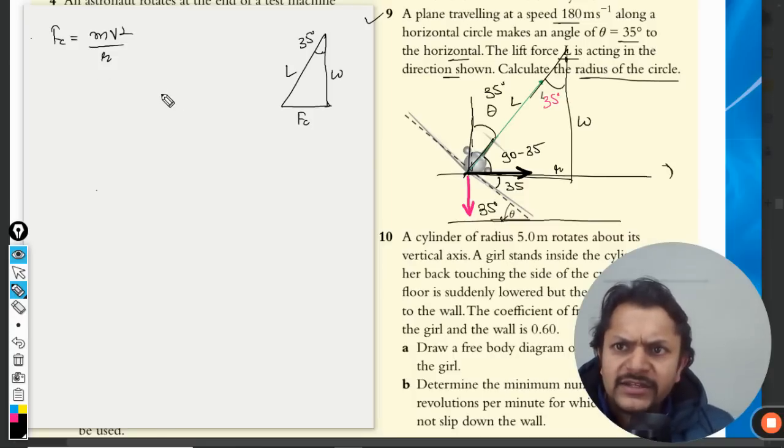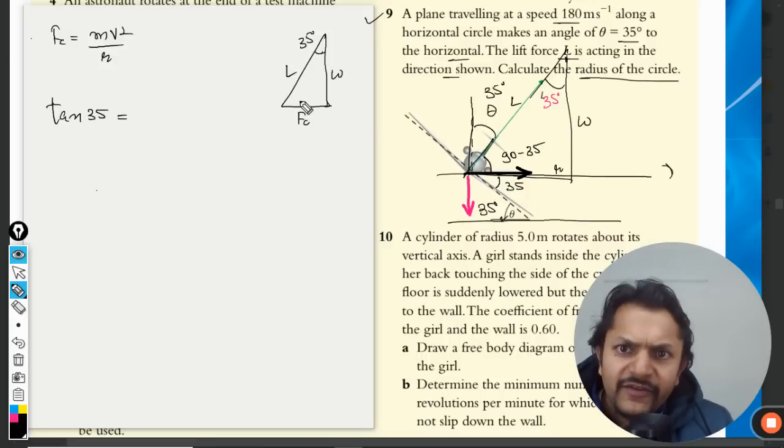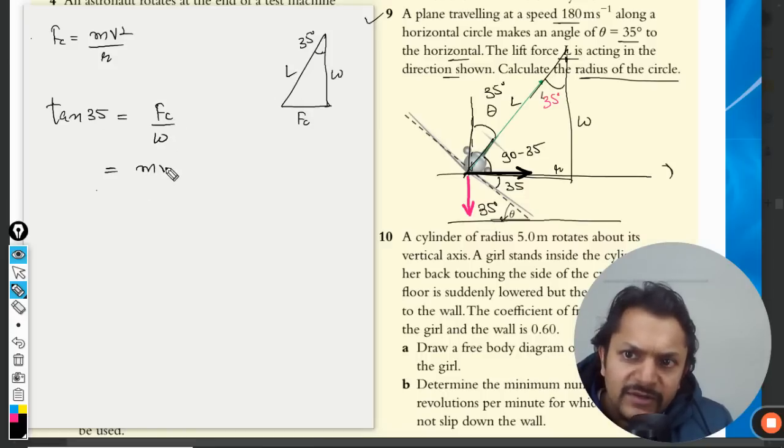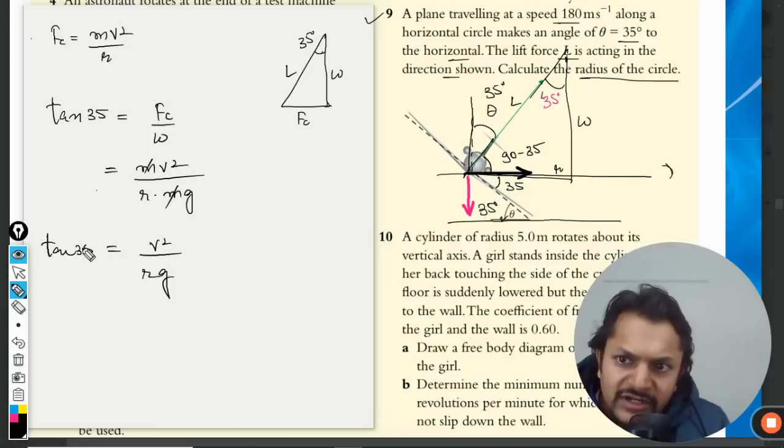The weight, this. So tan theta, let us go for tangent 35. That will be Fc divided by W. And Fc will be mv square by r, and the weight will be m into g. So m and m cancel, it will be v square divided by rg equals tangent 35. So that we now know.